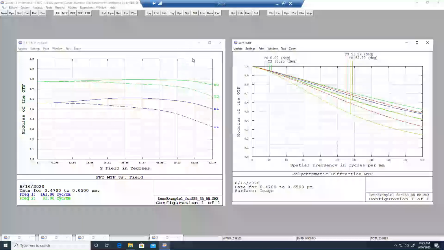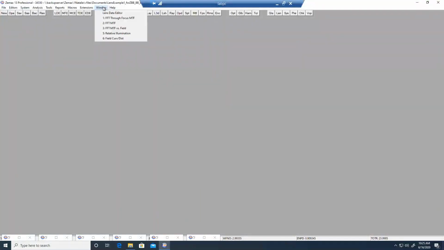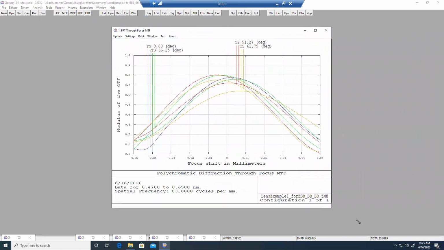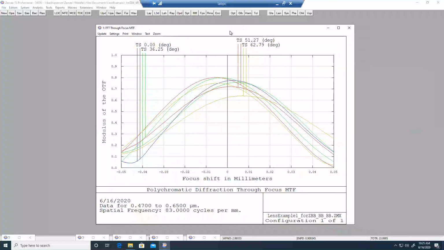Okay. I think after this, we will move on to the MTF through focus to get an understanding of this one. So here I have pre-generated the MTF through focus plot. Similar to how we just evaluated MTF versus field and MTF versus spatial frequency, this is still evaluating MTF. You can still extrapolate the same points. It's also just a different way to characterize the system.